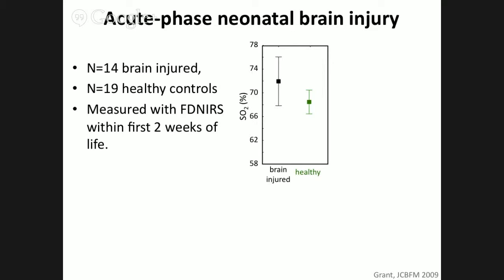So she looked at 14 brain injured and 19 healthy control babies. They were measured with frequency domain NIRS within the first 2 weeks of life. The brain injuries they had encompassed metabolic, hypoxic ischemic, hypoglycemic, and focal ischemic insults. So if we look at SO2 between the two groups, maybe there's some slight elevation. It was not statistically significant, nor would it be considered clinically significant at all.